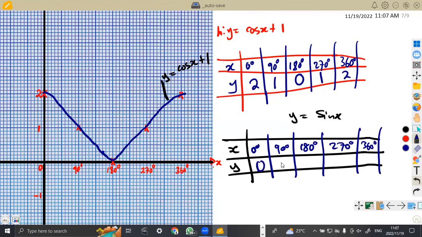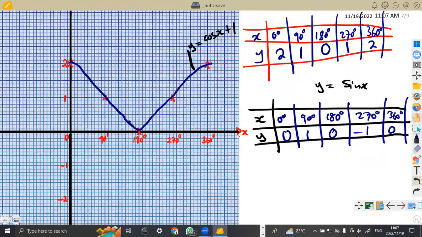Okay, so these ones you can simplify. That's 0, 1, 0, negative 1, 0. So use your calculator, guys. Sine 360, sine 1, you just use your calculator directly. Now you can mark these points directly. Let's start with the first one, which is 0 versus 0. 90 versus 1. 180 versus 0 here. 270 versus minus 1. 360 versus 0 like this.